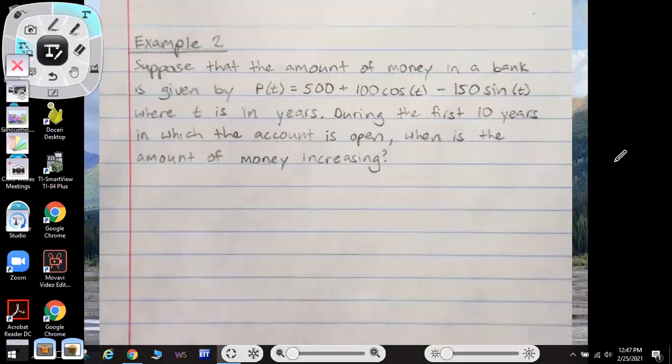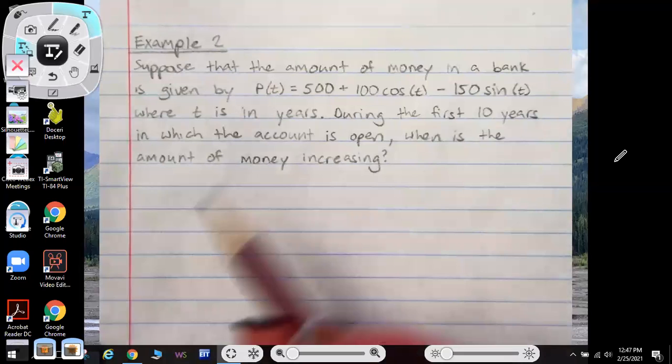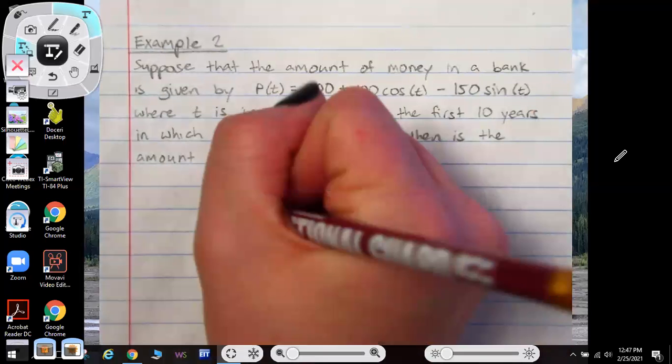So, asking when a function is increasing or decreasing tells us we have to find the derivative, because that's going to tell us the rate of change, and that's what increasing or decreasing is. That's a change. And then we have to see whether or not the function is positive or negative during the time that it's asking. So the derivative of this function is where we need to start. So we need to find p prime of t.